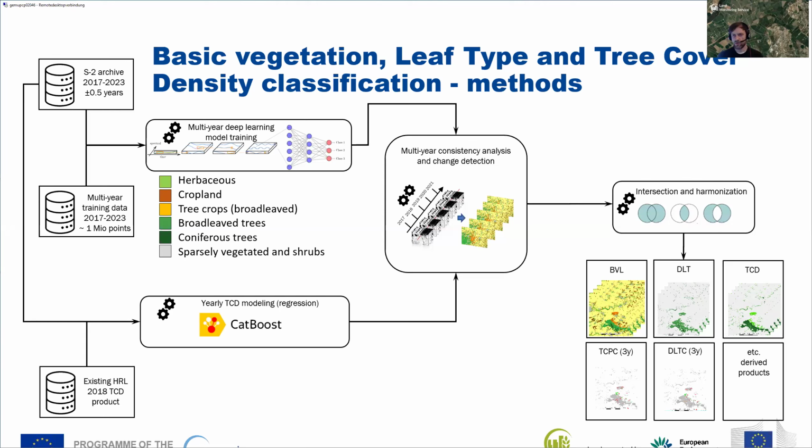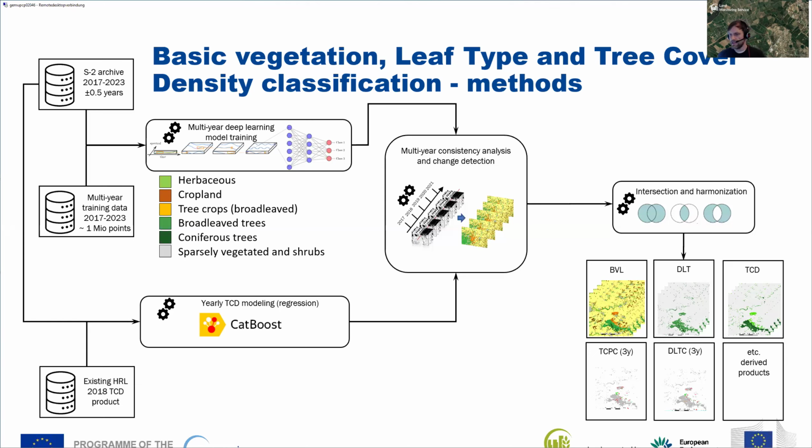So then these probabilities are used to assign gain or loss areas. Once this multi-year consistency analysis is done, the results of the BVL and the DLT and the TCD are intersected and harmonized, and then a final BVL layer is created, which is then shared with the colleagues for the grassland and cropland production.